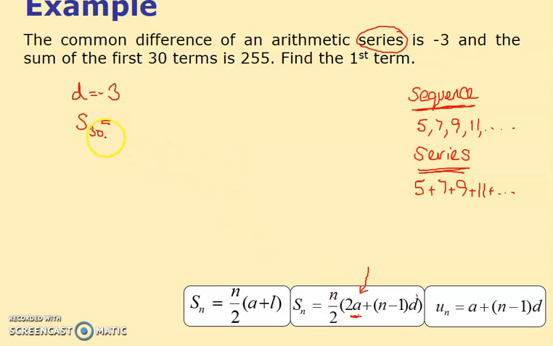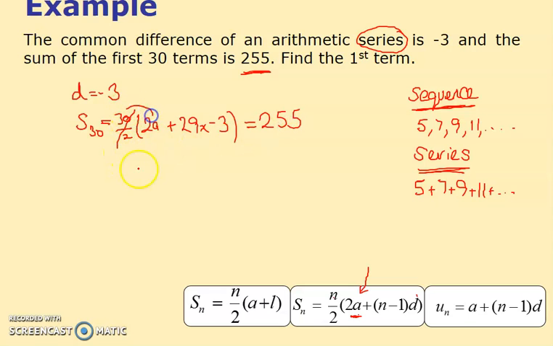It says 30 is the number of terms, so it's 30 over 2, and the formula then says 2A plus n minus 1. Again, personally I never write n minus 1, I just go, oh, it's 30, therefore it's 29, times the D, which is minus 3. And it tells me what the answer is. It says the sum is 255. So I think it's just a case of working this out. So this is 15 when I do it.